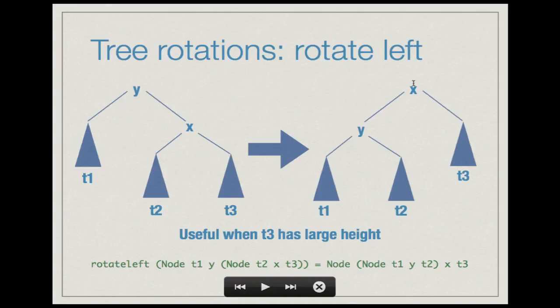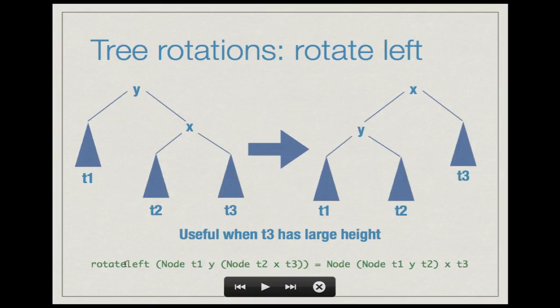So when we push x to the root of the tree and pull y down, y becomes the left child of x. The previous left child of x, namely the subtree t2, now becomes the right child of y. Because earlier the right child of y was x, now the right child of y has been freed up, so we can let t2 occupy that position. Again, we can check that if the original tree satisfies the search tree property, after the rotate left also, the tree will continue to satisfy the search tree property. This operation is useful when t3 has a large height, and it is exactly the inverse of rotate right.